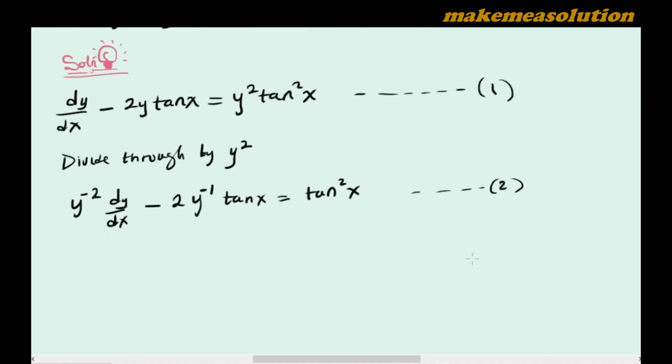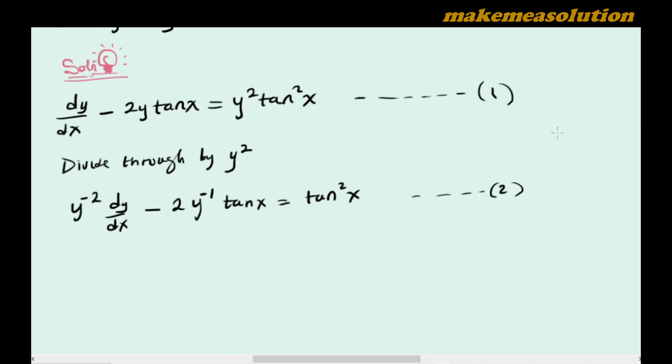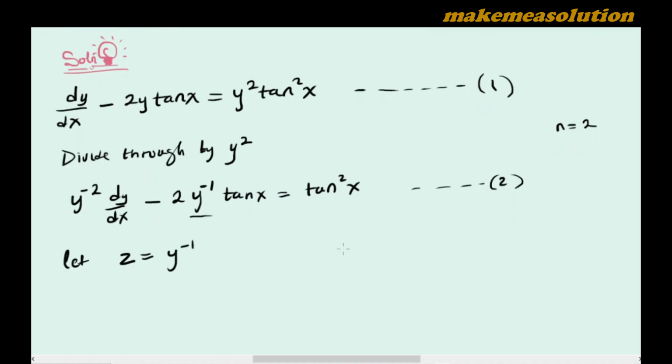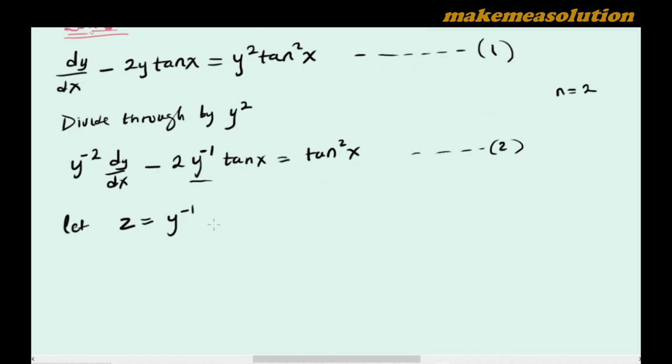So of course it is non-linear, and the degree of non-linearity n is actually 2 in this case. So we are going to make a substitution. Let me say z is equal to y inverse, and z is a function of x. Let z be y inverse in my assumption 3. So z is a function of x.